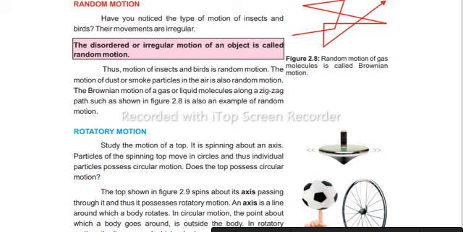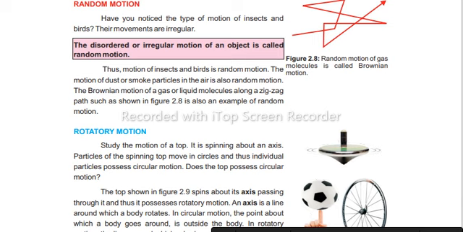The motion of dust or smoke particles in the air is also a random motion. The Brownian motion of gas and liquid molecules along a zigzag path, such as shown in figure 2.8, is also an example of random motion.